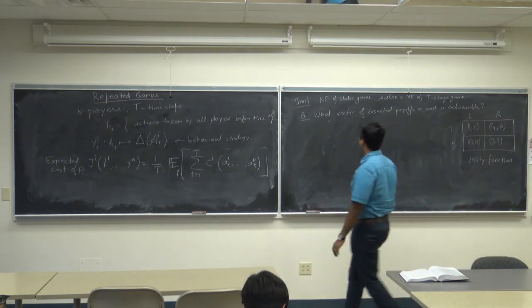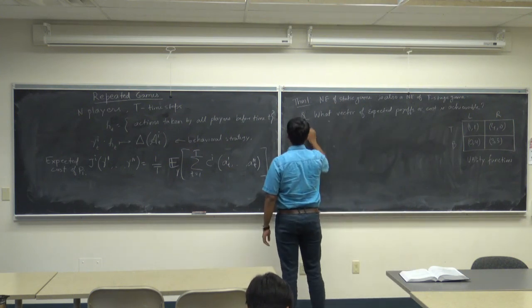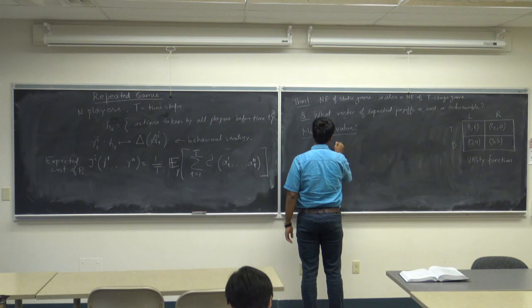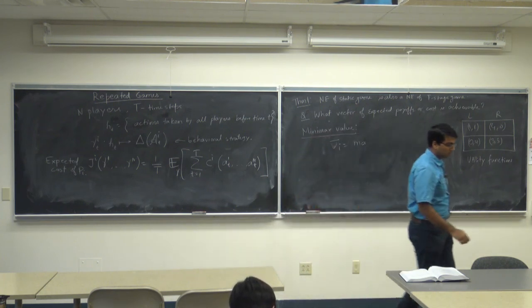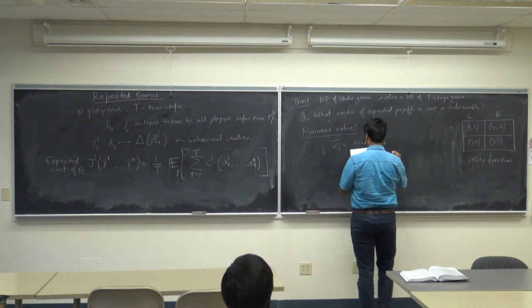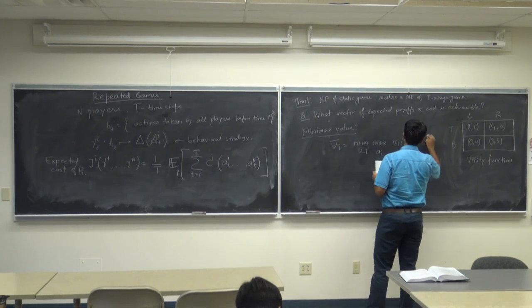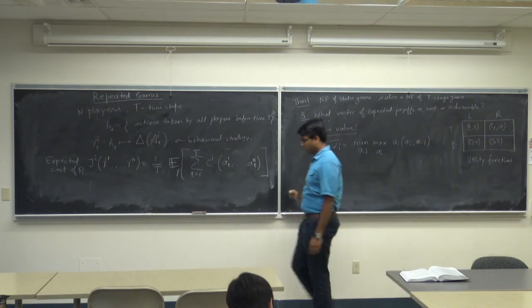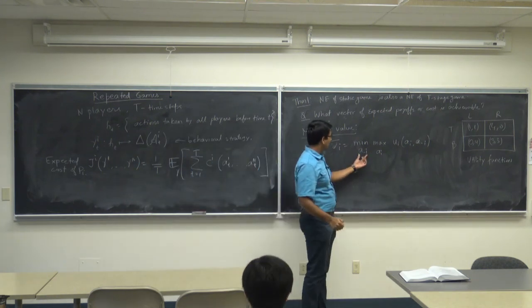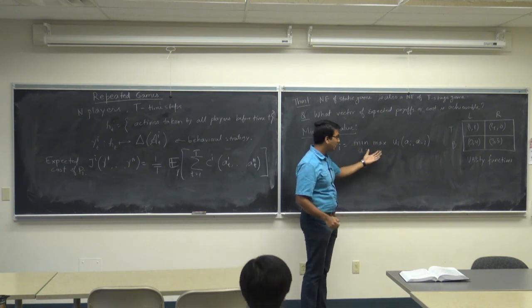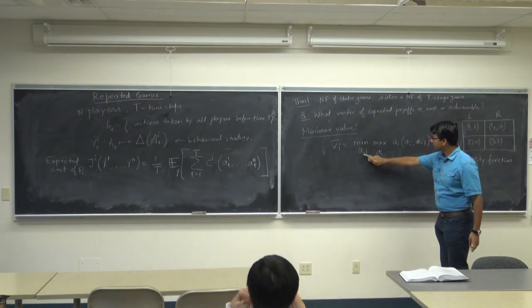Okay, so the first thing we want to find is the min-max value. So I'm going to define the min-max value v̄_i as min over a_{-i} of max over a_i of u_i(a_i, a_{-i}). What is happening? The other players take an action. By the way, the value a_{-i} that minimizes this function is known as punishment, punishment imposed by all other players onto player i.